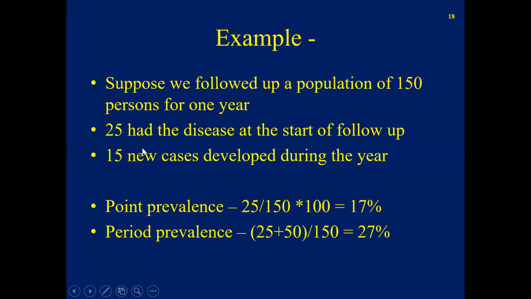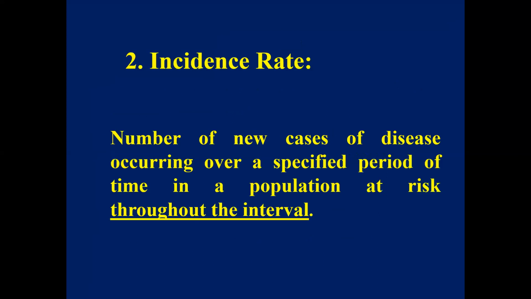So it's actually 50 here. I have just made a small mistake. It's 50. So 25 plus 50 divided by 150, that is 27%. So that's how we calculate the period prevalence. The difference is, in period prevalence, we consider the time interval, whereas in point prevalence, it's like a cross section. At that particular point, how many had the disease.